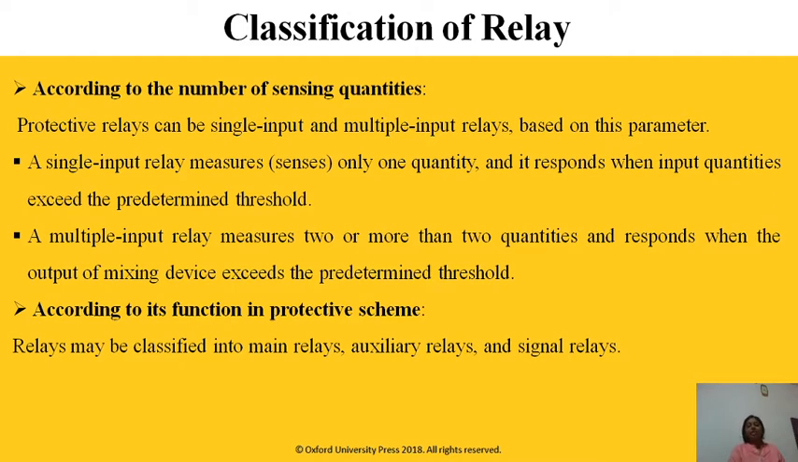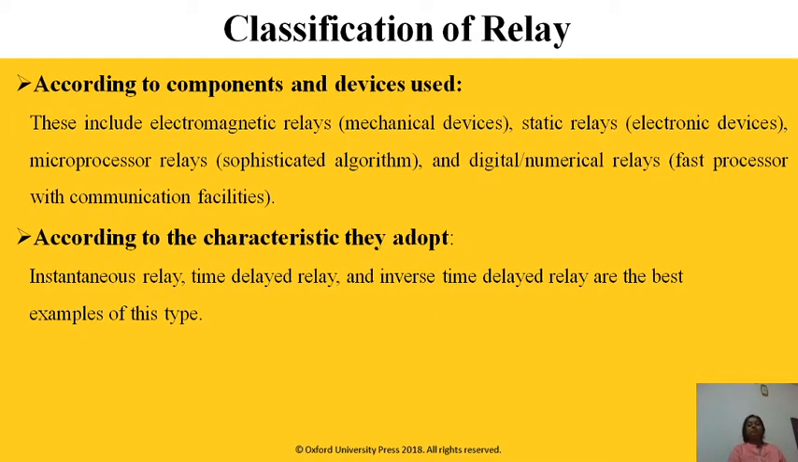According to the function in the protective scheme, a relay may be a main relay, auxiliary relay or signal relay. According to the components and devices used, we have electromagnetic, static, microprocessor, digital or numerical relays. According to the characteristics they adopt, we have instantaneous, time delay and inverse time delay relays. IDMT, very inverse and extremely inverse are some examples of these characteristics.